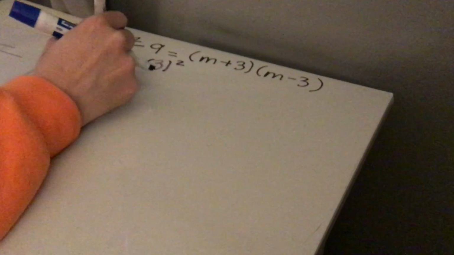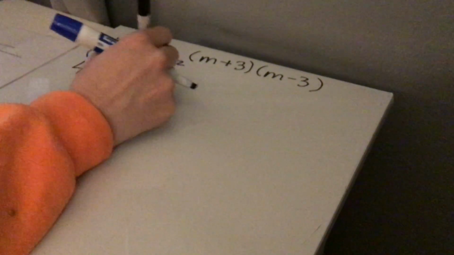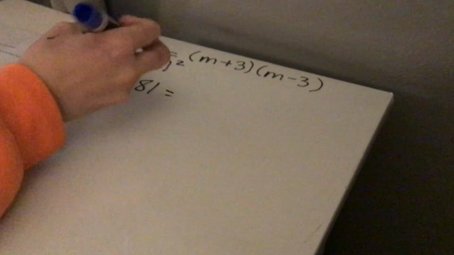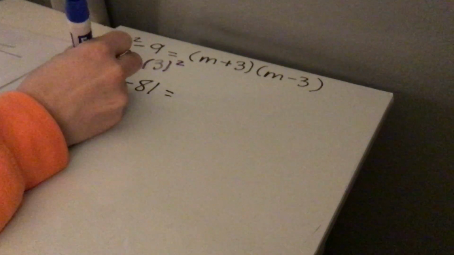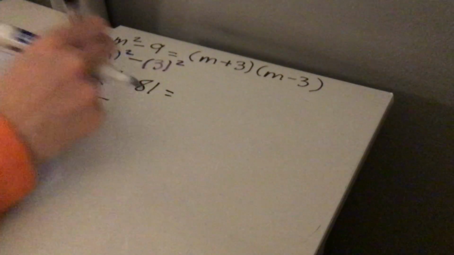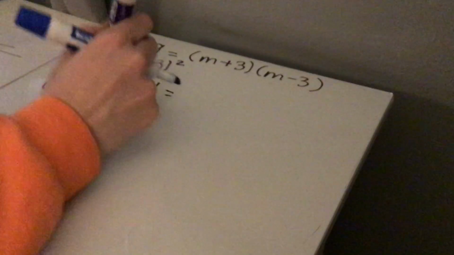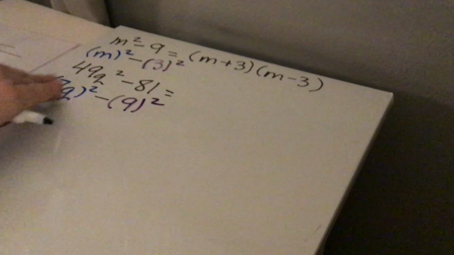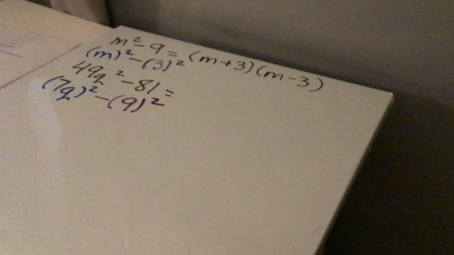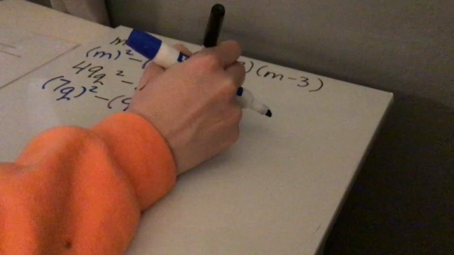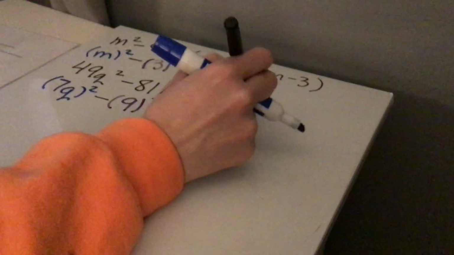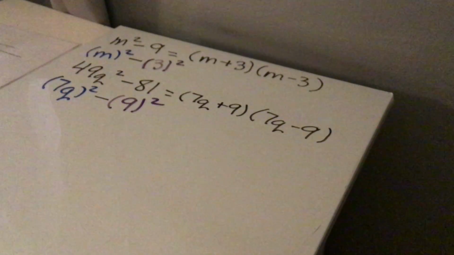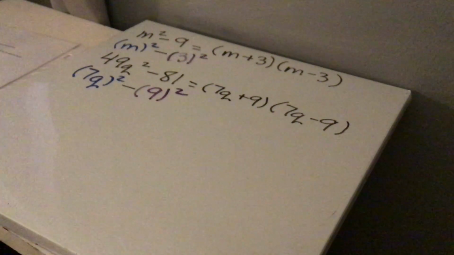Something like 49q squared minus 81. Well, if I look, 49 is just 7 squared, and q is q squared. So I get 7q squared, and 81 is just 9 squared. So I was able to write it as something squared minus something squared. So then I can factor that to 7q plus 9 times 7q minus 9. Okay, difference of two squares.